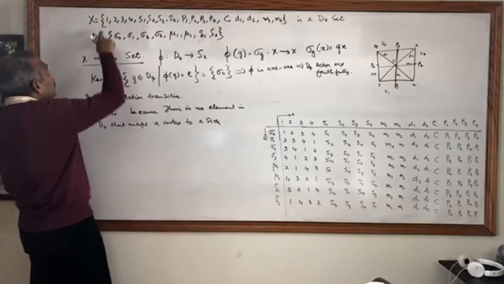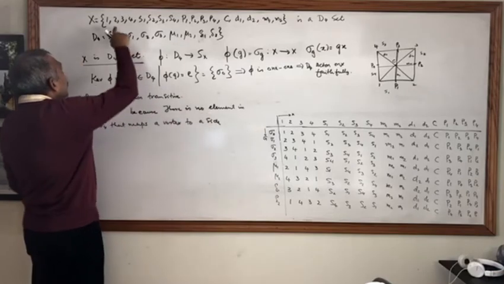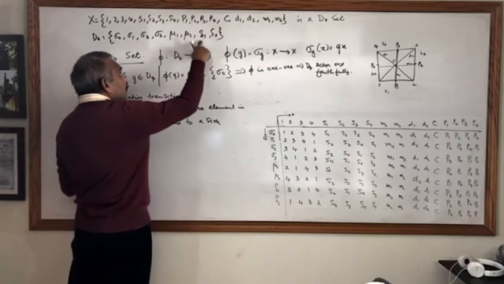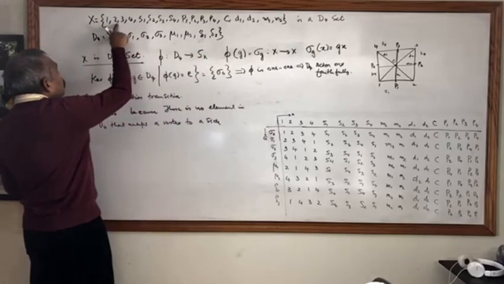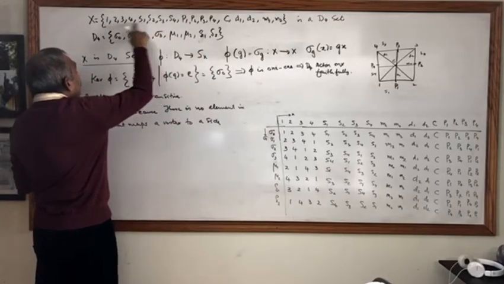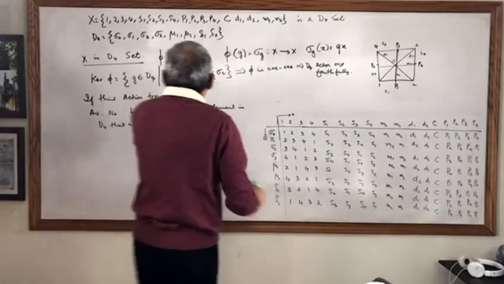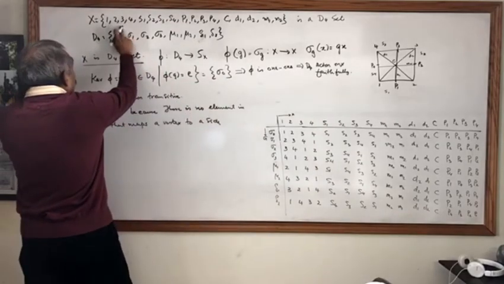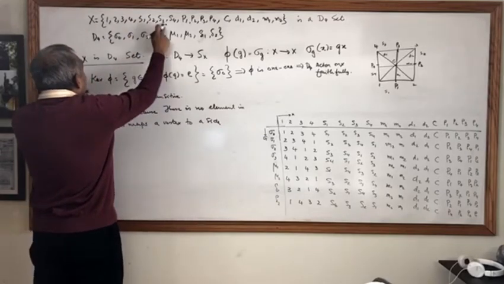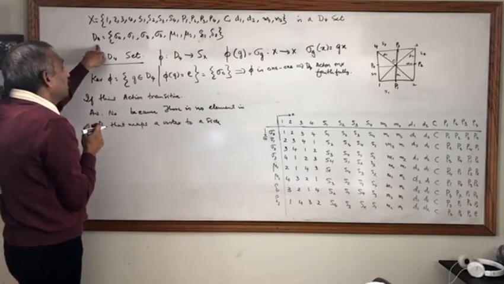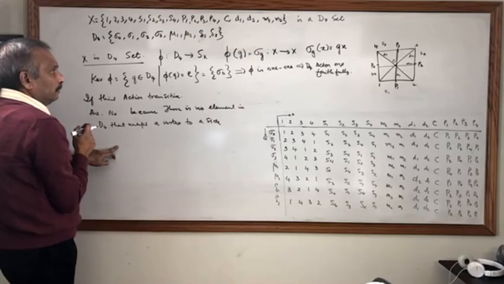If the action is transitive, any element can be reached from any element using one of these group elements, group actions. If you take 2 and 3, S3, there is no way we can reach 2 to S3 using this table. We can reach from 2 to 3 and 3 to 4 in several ways. But 3 to S3 or 2 to S3 or 2 to S1 we cannot reach using one of these elements from D4. So this is not transitive.